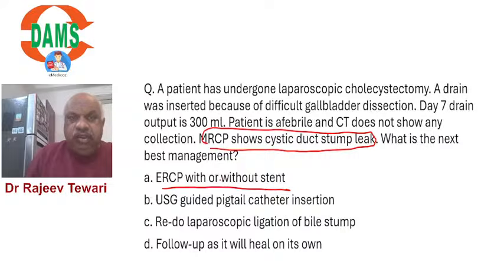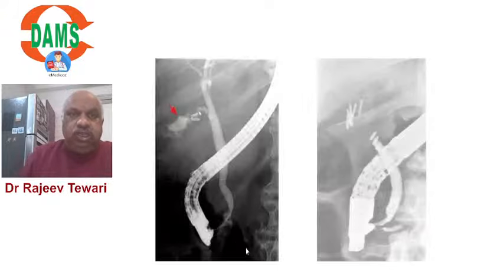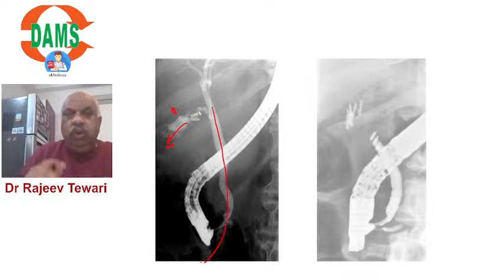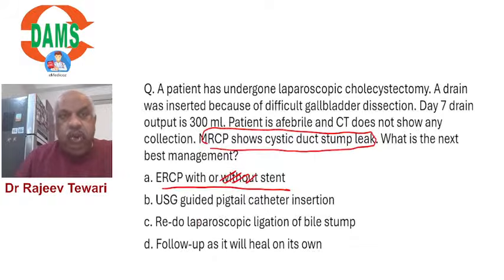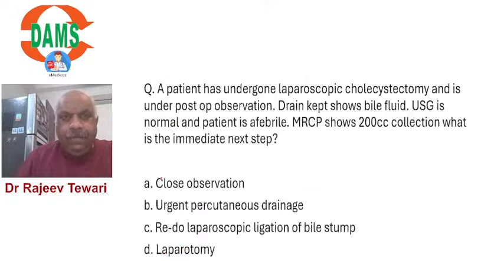Usually with stenting, you do ERCP and papillotomy and sphincterotomy. So this is an ERCP for the cystic stump leak. Just put a stent and do papillotomy. That's the answer. We don't re-explore. So best answer is A. A patient has undergone laparoscopic cholecystectomy.